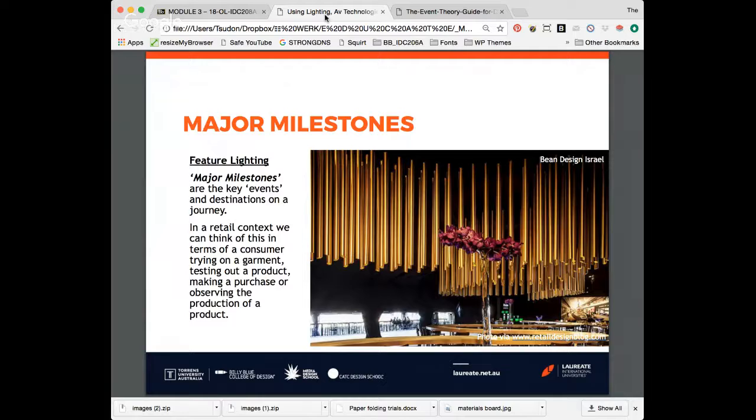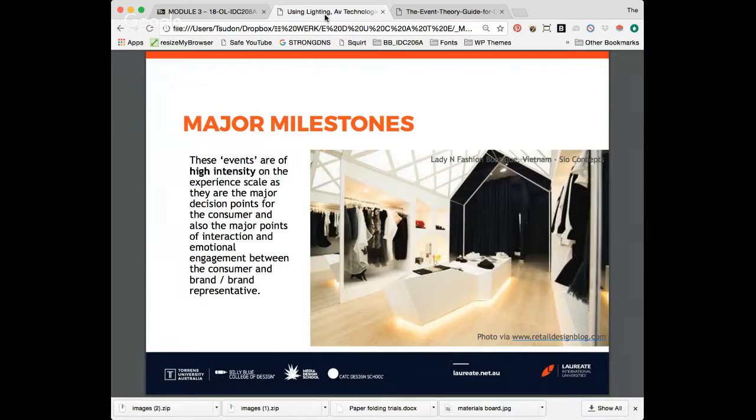It could be observing the production of a product. So if there's a custom area in a store where you can get something etched or repaired and so forth, these are the physical engagement points of the store and the major emotional exchanges. So in these instances, this is where we want to put our feature lighting. So these events are of really high intensity on the experience scale, and they're also the major decision points of the consumer's journey.